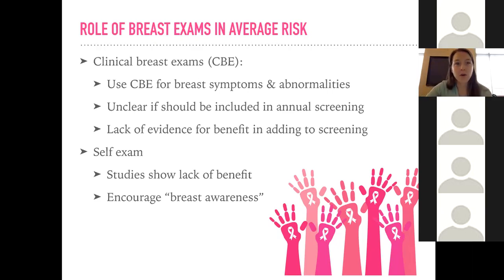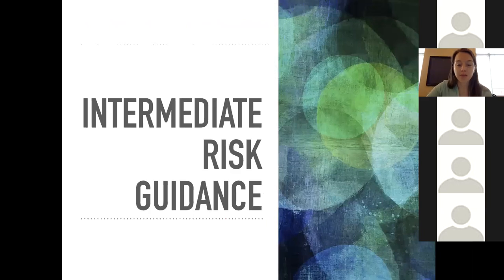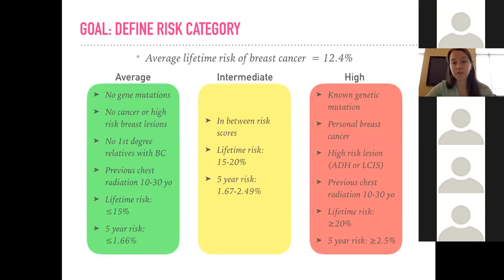Okay, so that was all focused on average risk patients. So we've talked about high risk, we've talked about average risk, and then of course there's always the gray zone. So what do we do with these patients who are in this intermediate risk group?